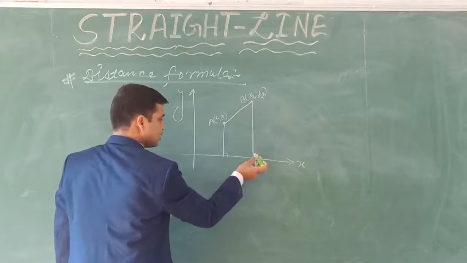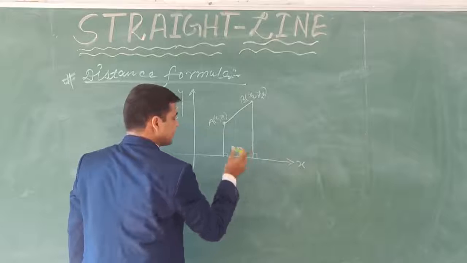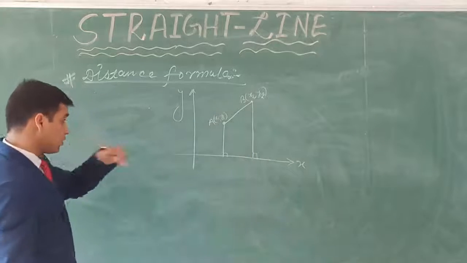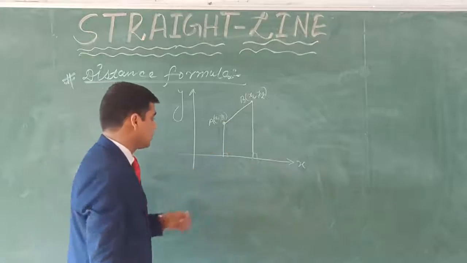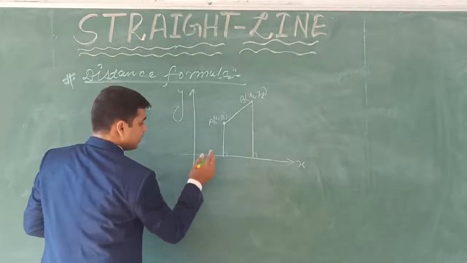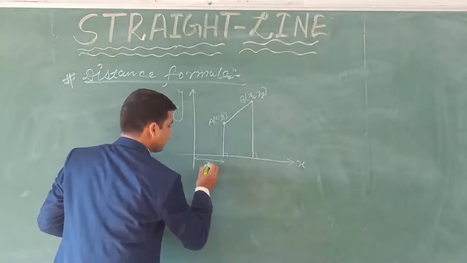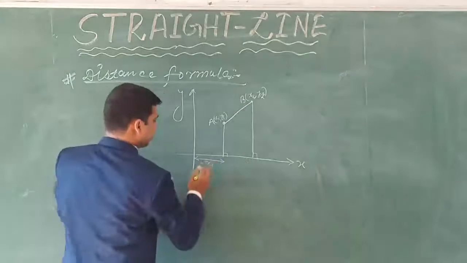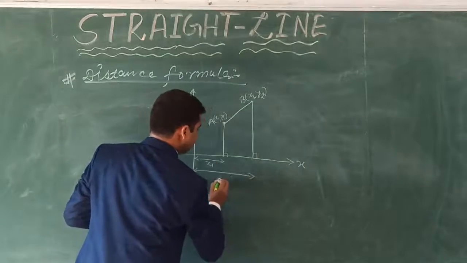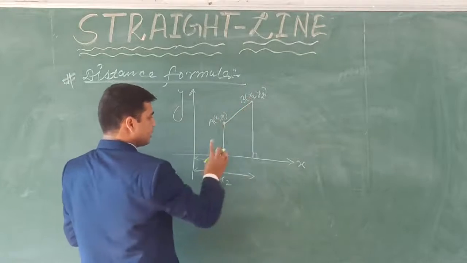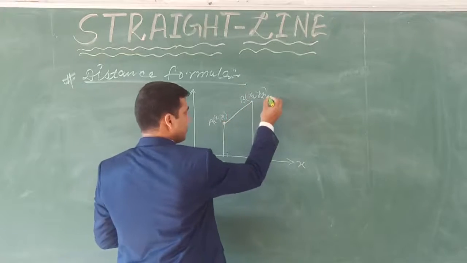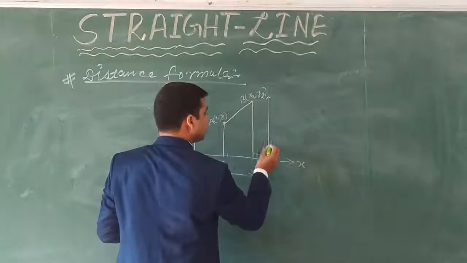This one is perpendicular from the x-axis. Now see this here. I am going to draw a perpendicular line from the x-axis. This one is the x-axis. What is the distance from here to here? This one is x1, and from here to here, this distance is x2, because the x coordinate is x2 here, x1 here. And from here to here, this one will be y2.